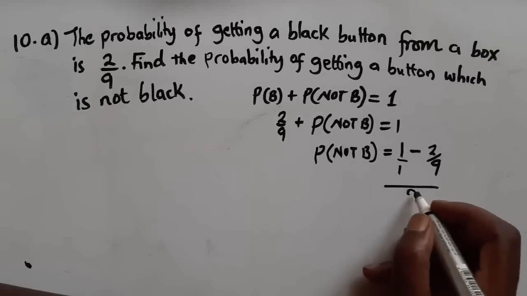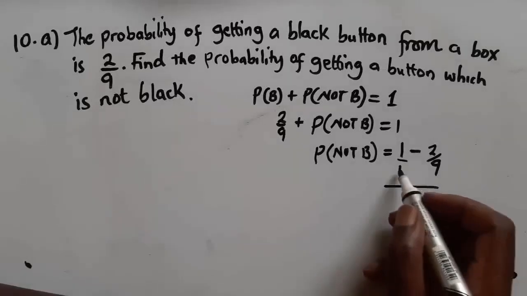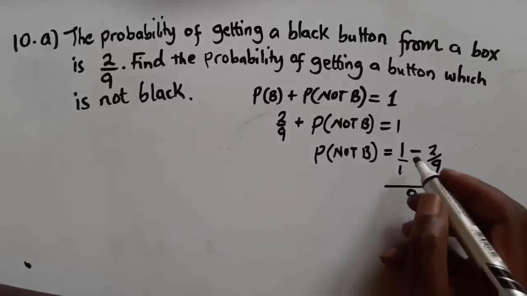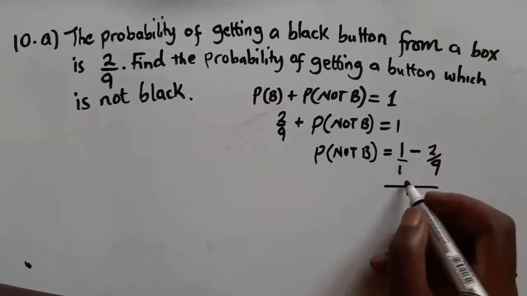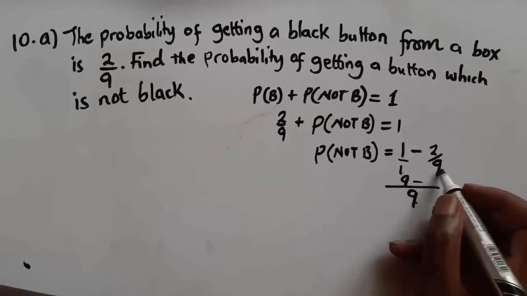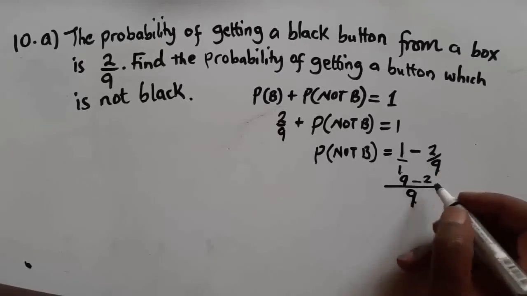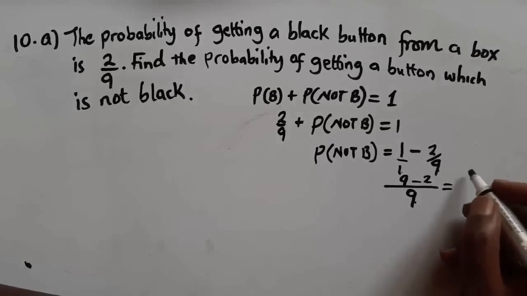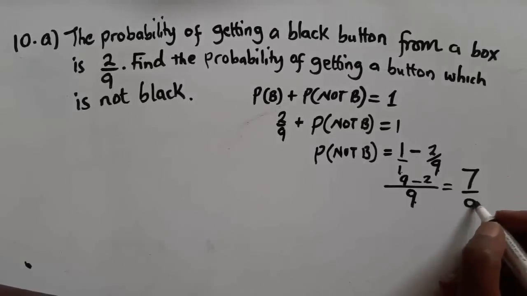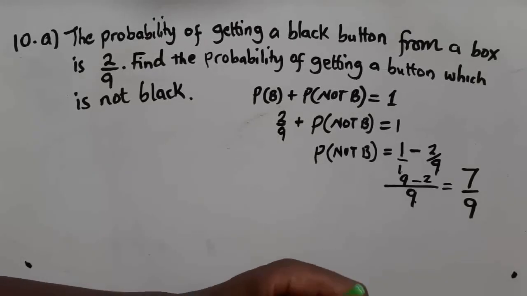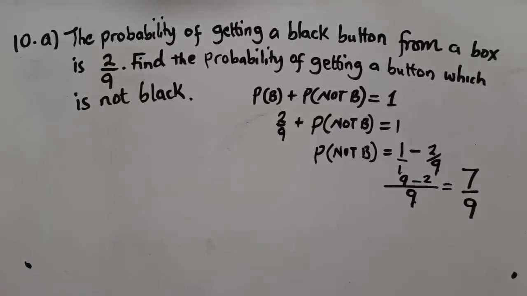The lowest common multiple here of 1 and 9 is 9. 1 into 9 is 9. 9 multiplied by 1. We get 9 minus 9 into 9 is 1. 1 multiplied by 2 is 2. So we are going to get 7/9. The probability of a button that is not black. This is our answer.